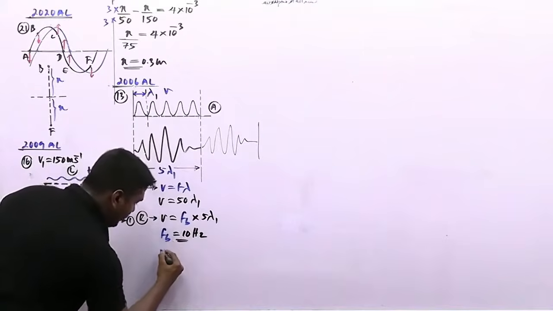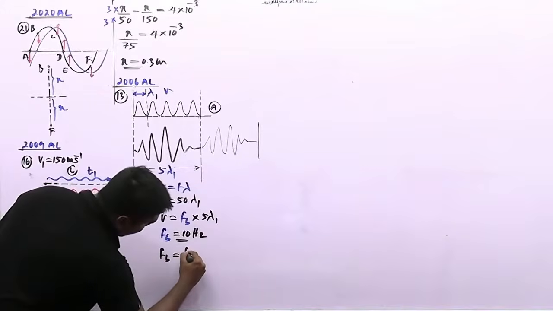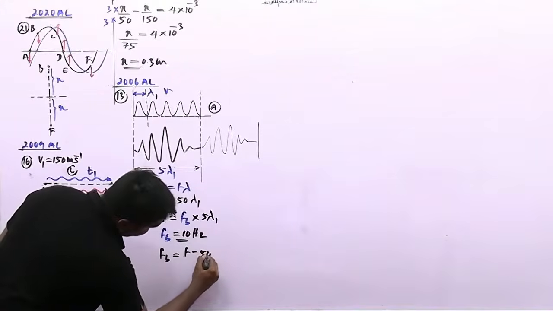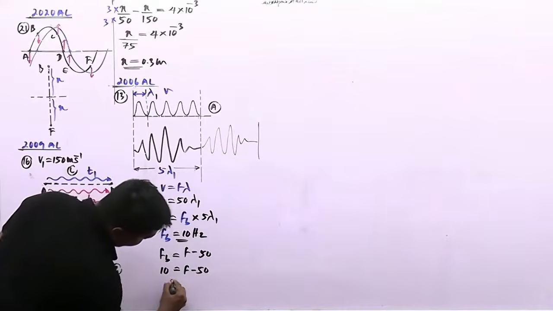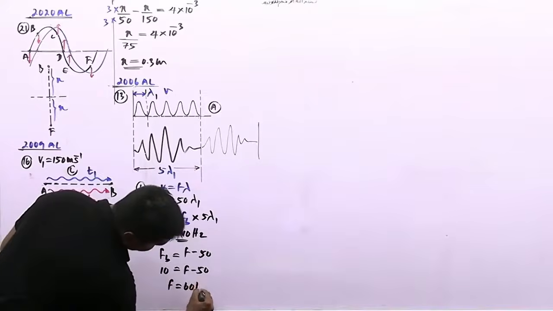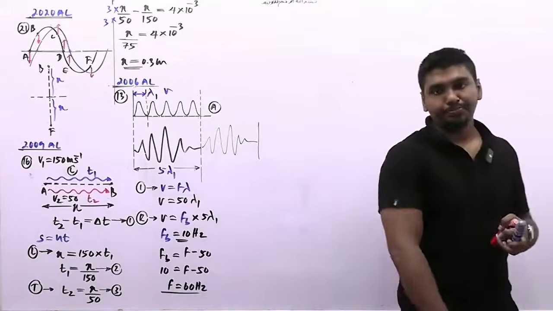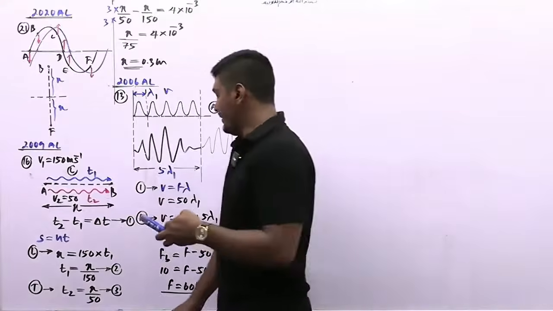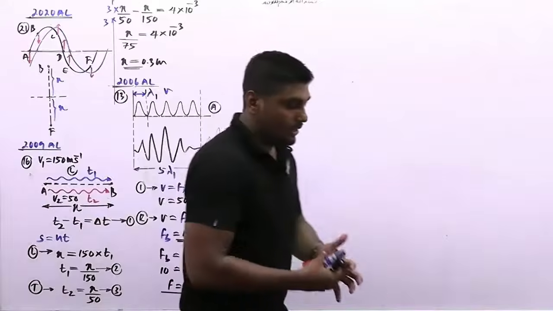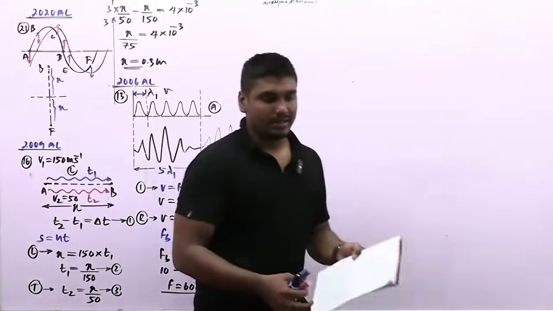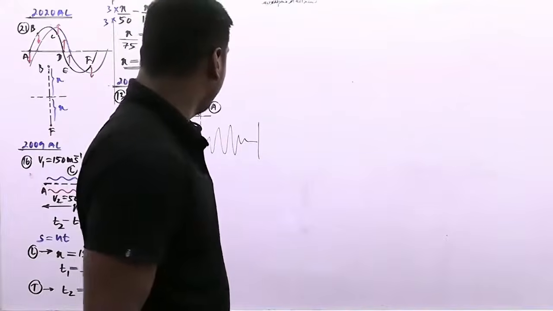The beat frequency is the larger frequency F minus 50, which is 10. So what is F? 60 hertz. Nice question, real nice question. Time is 8:40. Question number 13 is also done, the third one discussed.